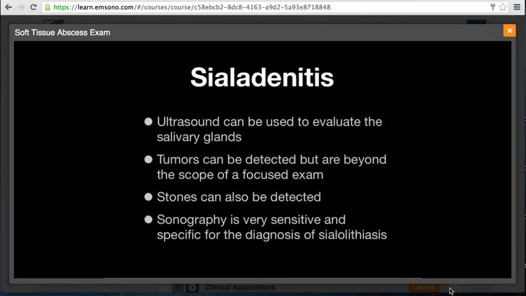Let me go over one other point before we end here, particularly related to head and neck, is that ultrasound can be used to evaluate the salivary glands. Tumors can be detected, but that's beyond the scope of this focused exam. But stones can also be detected, as well as inflammation of the salivary glands.